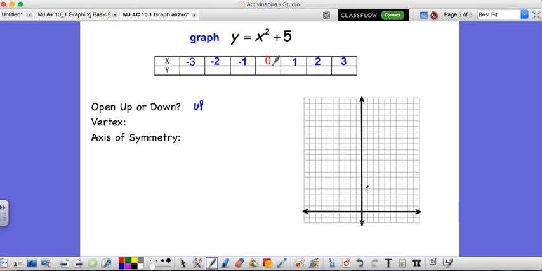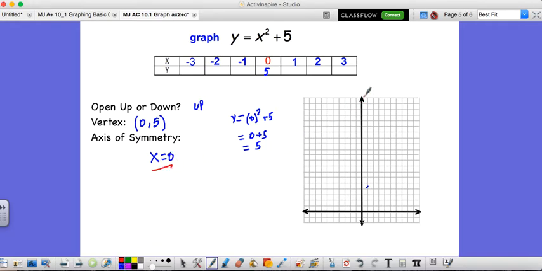Our vertex in this case, we have to plug 0 in for x. So y equals 0 squared plus 5. 0 squared is just 0. 0 plus 5 is just 5. So our vertex is at 0, 5. Our axis of symmetry is going to be at x equals 0.